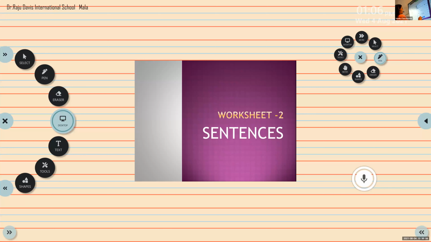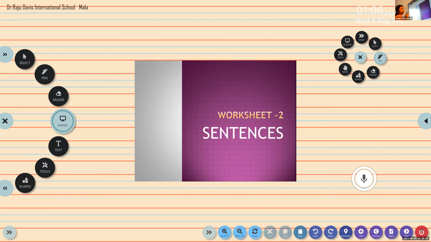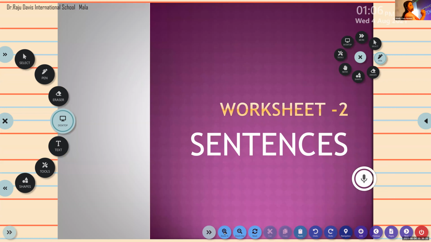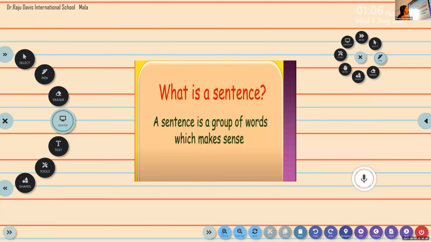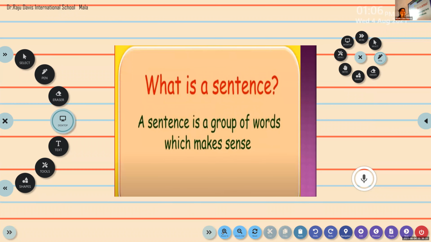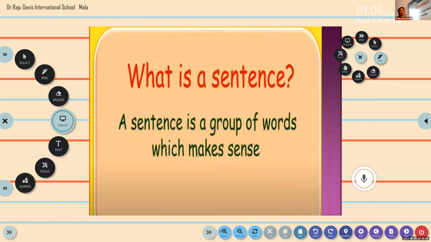Yes, page number 9 in your English grammar workbook. Okay, so all of you, please do open it and keep it aside. First, let us have a short revision on what we have already learned. So we are in the topic worksheet 2, sentences. We already know what a sentence is. A sentence is a group of words that make sense.